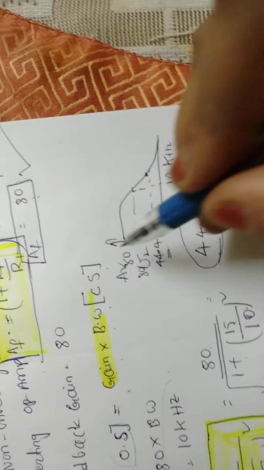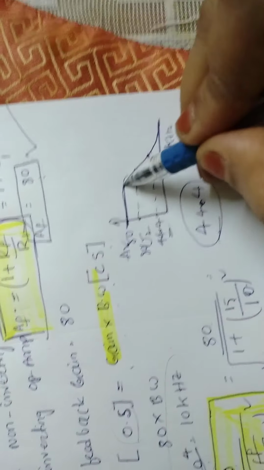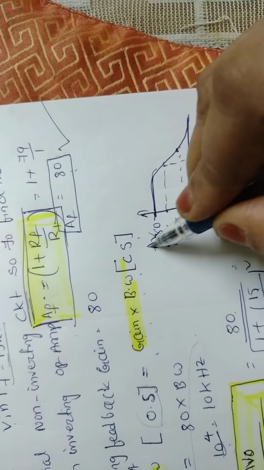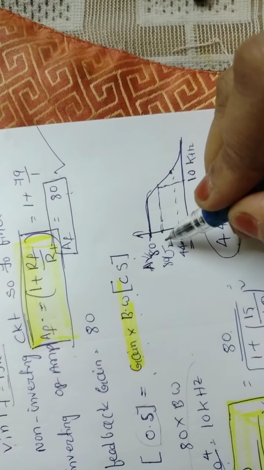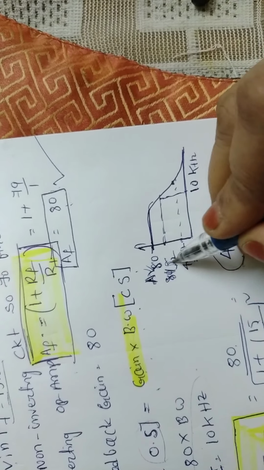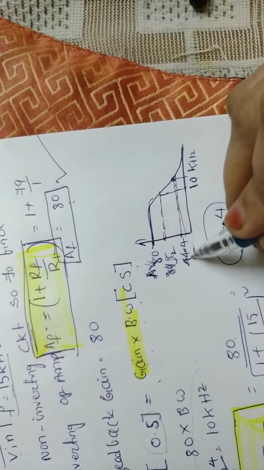So if you plot the frequency response characteristics, the maximum gain is 80, the midband gain is 80. So here the bandwidth at 10 kilohertz, that is the 3 dB point, is 80 by root 2. So at 15 kilohertz the gain for this circuit is 44.4. So this is the way you have to solve the problem.